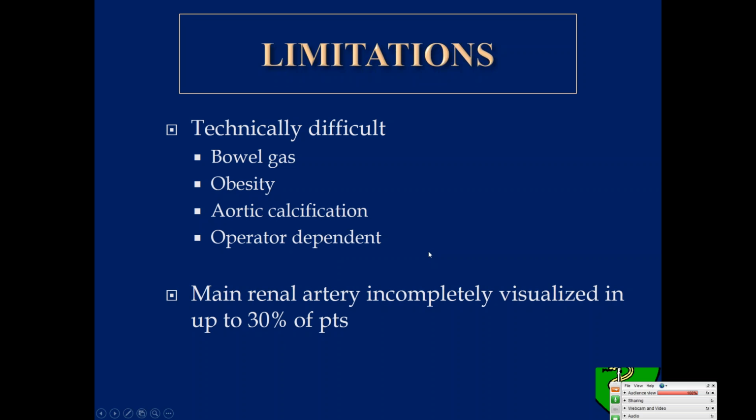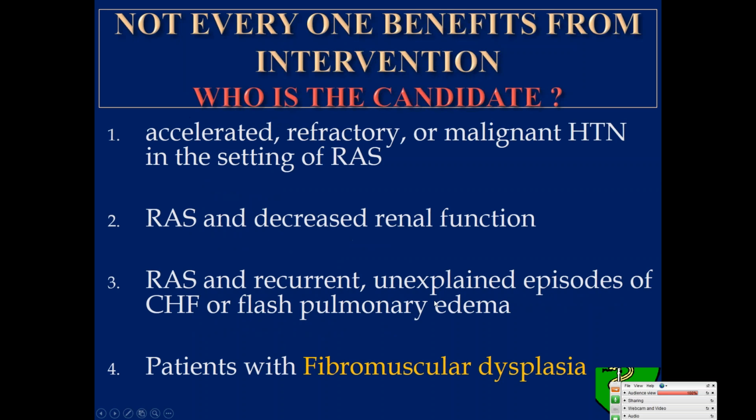Limitations of ultrasound are usually due to bowel gas and obesity, and the presence of significant calcifications within the aorta and main renal vessels that may obscure visualization of the lumen, and the Doppler signal may also be dimmed. It is an operator-dependent test, so it really requires a lot of years of experience. Main renal arteries, again, remember that they may not be seen in up to 30% of patients. If you can't find them, if there is too much bowel gas, just terminate the examination and consider other modalities.